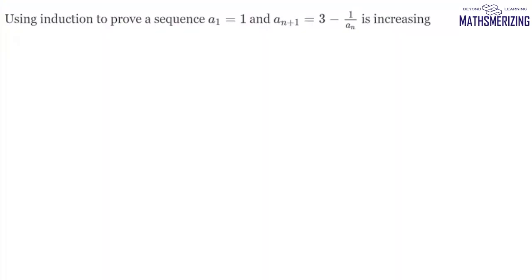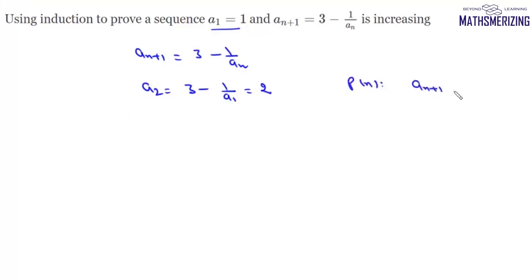It says, using induction, prove that the sequence a1 equals 1 and an plus 1 equals 3 minus 1 upon an is an increasing sequence. Now we are given that an plus 1 is 3 minus 1 upon an. Now we can find a2, and a2 will be 3 minus 1 upon a1, and the value of a1 is 1. So a2 is 2. Now our statement is the sequence is increasing. That means an plus 1 is greater than or equal to an.